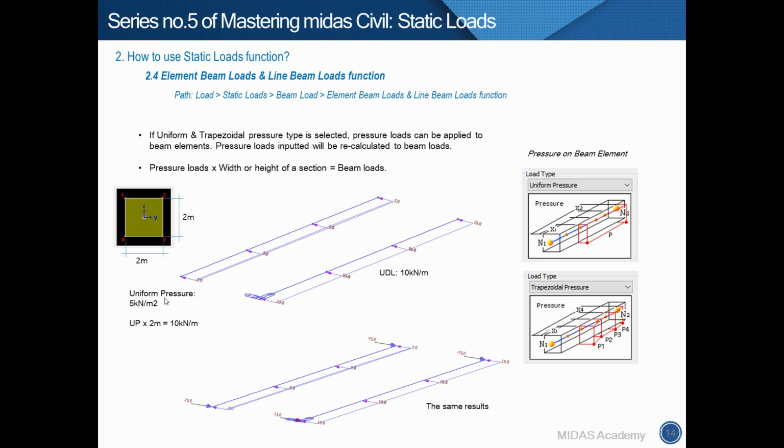In this case I applied the 5 kilonewton per meter square pressure, but the software will consider this load as a distributed load using this height. So the formula is like this. The software will calculate that this element has 10 kilonewton per meter. Therefore, if pressure loads are provided as a design load and you have beam elements in a model, you can use this function without additional calculation for input.